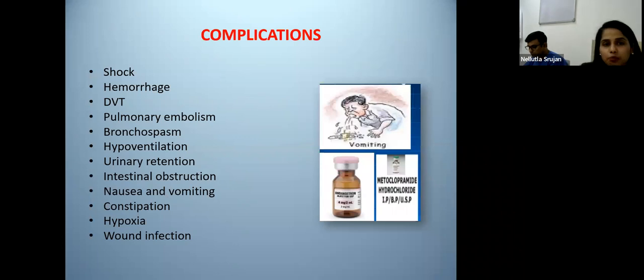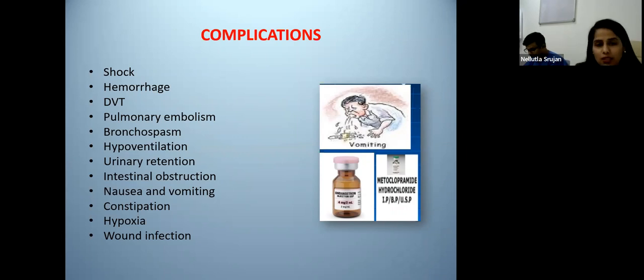When we look into the deep complications, we have shock, hemorrhage, deep vein thrombosis, bronchospasm, which I've already dealt with before, and pulmonary embolism. All these are more complications when we go deeper. Constipation also is important.